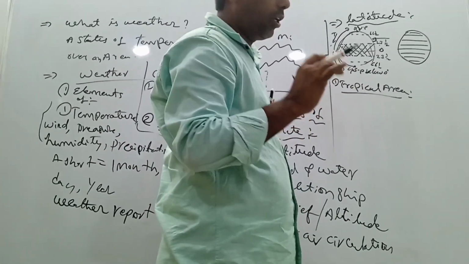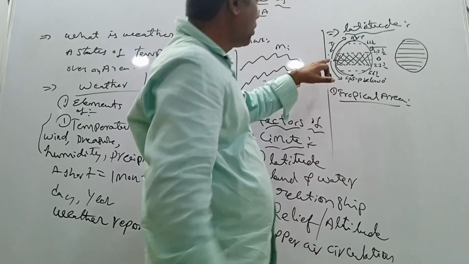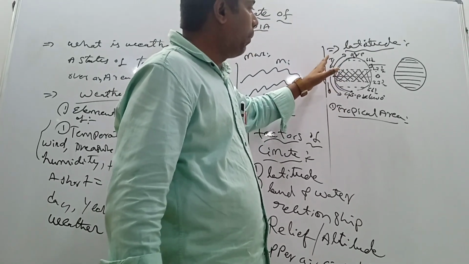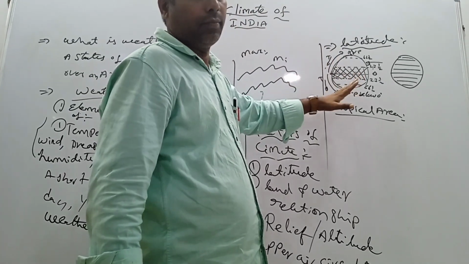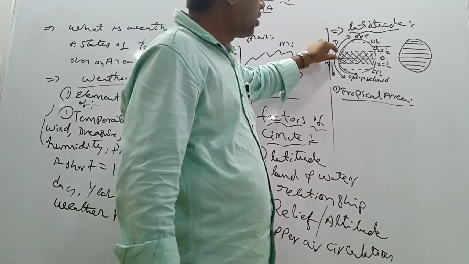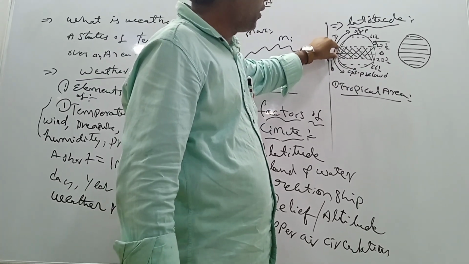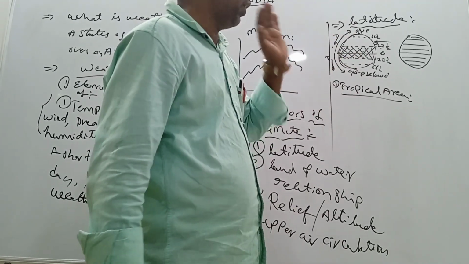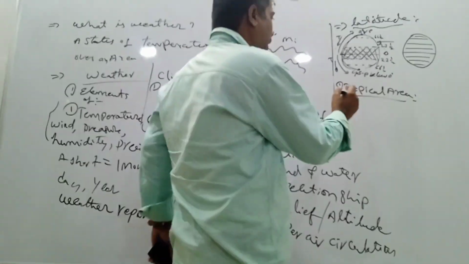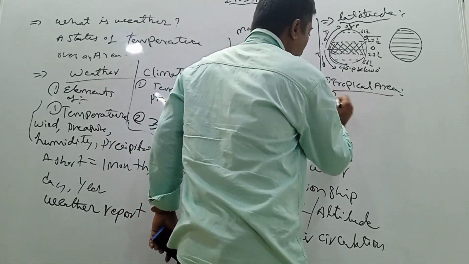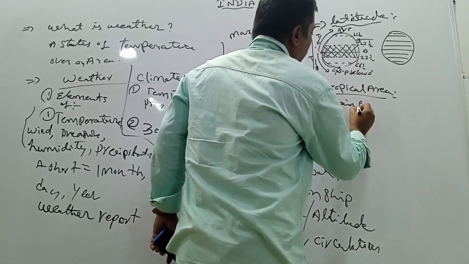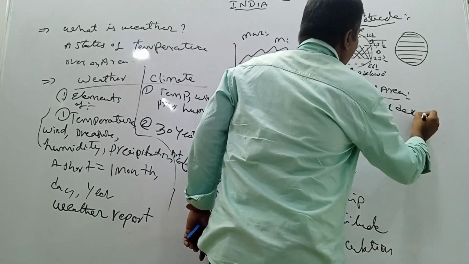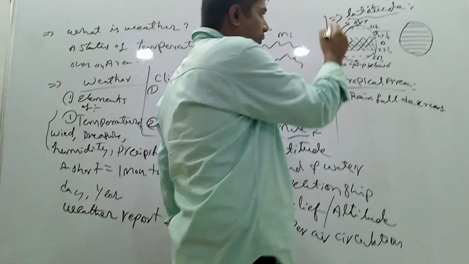Do you understand now, children? Please observe: from the equator to the North Pole and South Pole, if you move, the temperature automatically decreases. So temperature is more in lower latitudes and less in higher latitudes. That is one reason. And the second point is rainfall. Rainfall also decreases with increasing latitude.